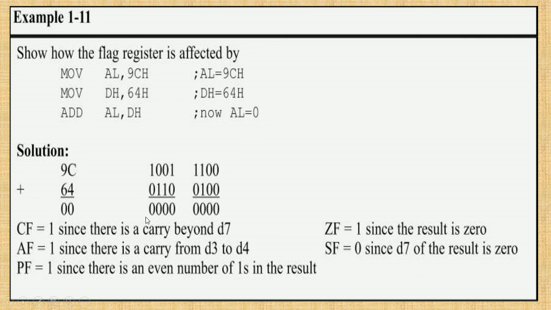Then, what is the status of the parity flag? Here, the result is 0. How many ones do we have? 0 ones. 0 means even parity. Therefore, parity flag is set. Okay. What is the final result? Result is 0. Zero flag is set, since the result is 0.